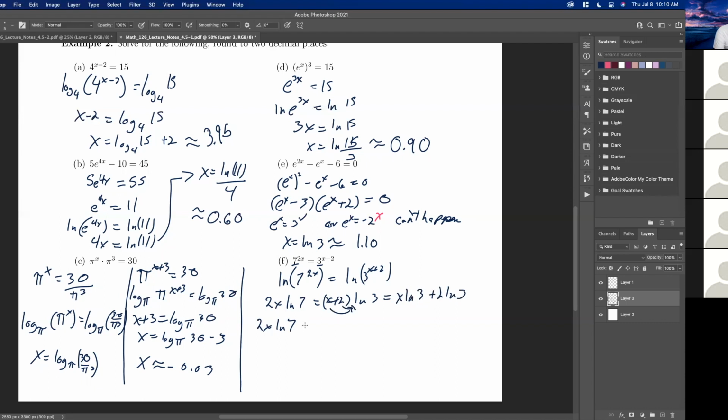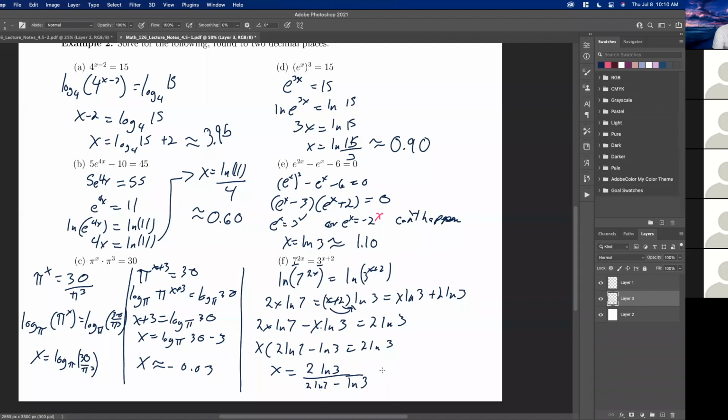I'm going to move over the x ln 3 because that's an x. I'm going to leave over the 2 ln of 3. Here, I'm going to pull out an x because I have an x here and x here. So I have x times (2 ln 7 minus ln 3) equals 2 ln 3. And then I'm just going to divide it out. So I have x equals 2 natural log of 3 over 2 natural log of 7 minus ln of 3. So just divide that out.